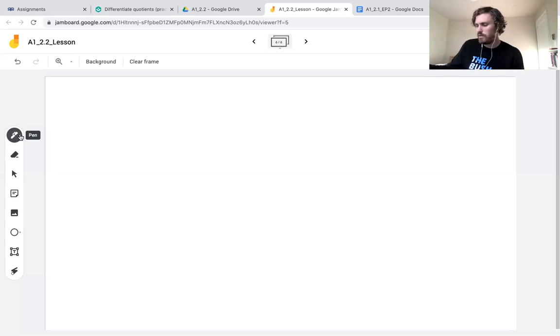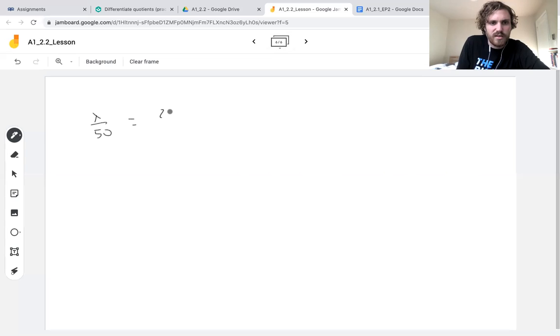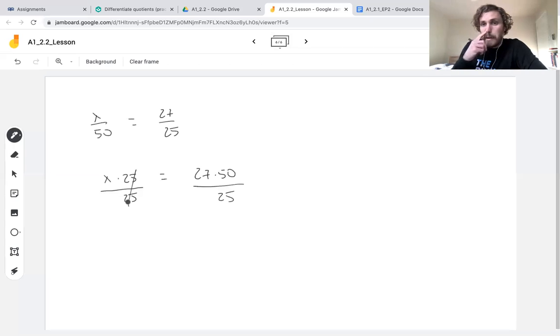So let's take this example, which is that x divided by 50 is equal to 27 over 25. Then I'm going to use the cross products property to say that x times 25 is equal to 27 times 50. Then I need to divide by 25 so that I can get x by itself. Now I've found x, because I know x is equal to something. And then I can say that it's equal to 27 times 50 over 25.